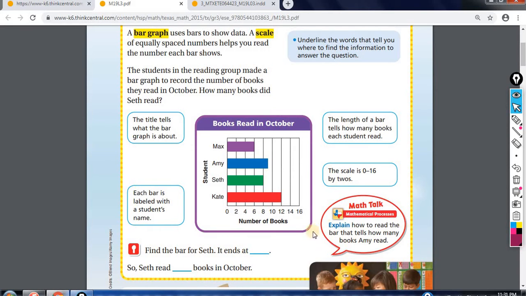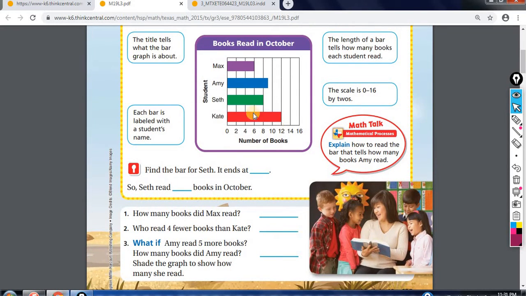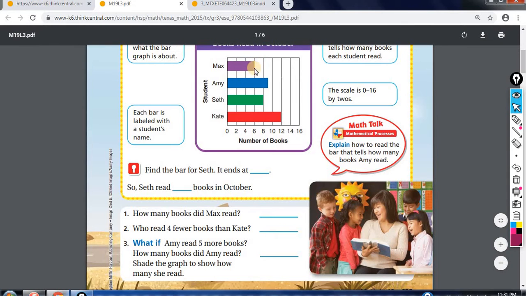Okay. And we did this one to explain how to read the bar that tells how many books Amy read, and we discussed that before. Since it falls in the middle, Amy reads 9. So now let's answer these. How many books did Max read? Max read 6. Who read 4 fewer books than Kate? Well, how many did Kate read? She read 12. 4 fewer than 12 would be, subtract 4 from 12, that'd be 8. So I'm going to go look at my data here, and the only one that would be Seth.